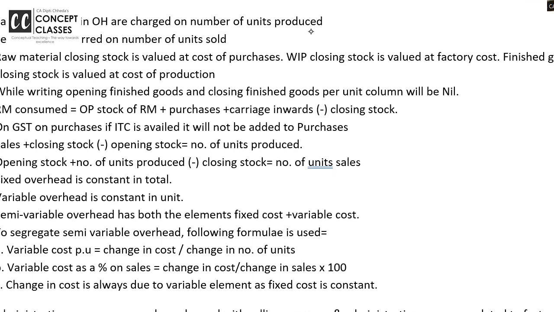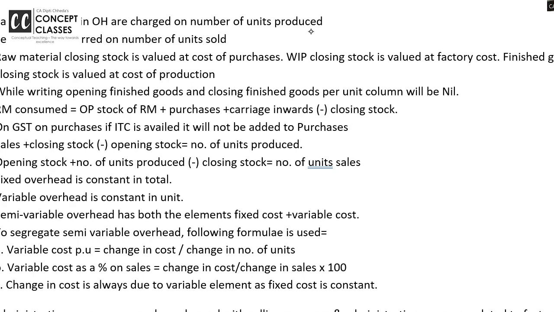First, let us understand. Factory overhead and administrative overhead are charged for the number of units produced. But selling overhead is charged for the number of units sold. What we just did: factory overhead and admin overhead related to production are for 4000 units produced, but selling overhead is only for 3,600 units sold per unit.